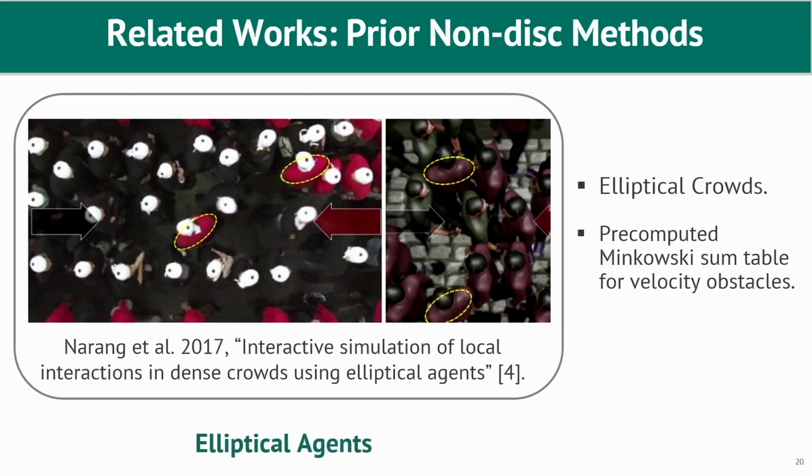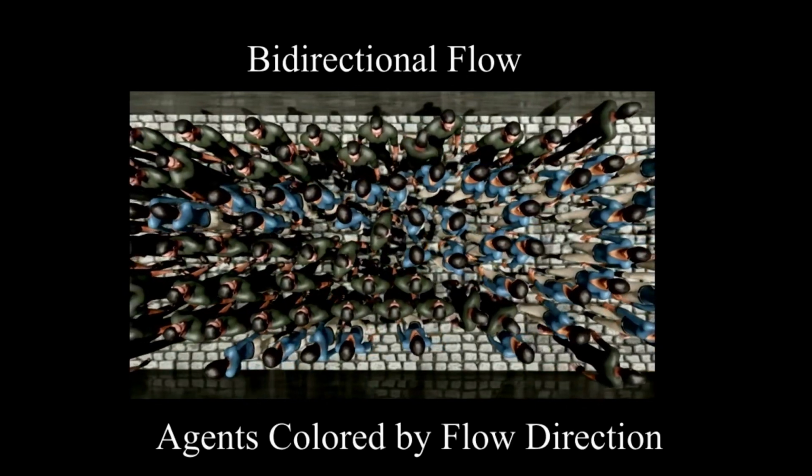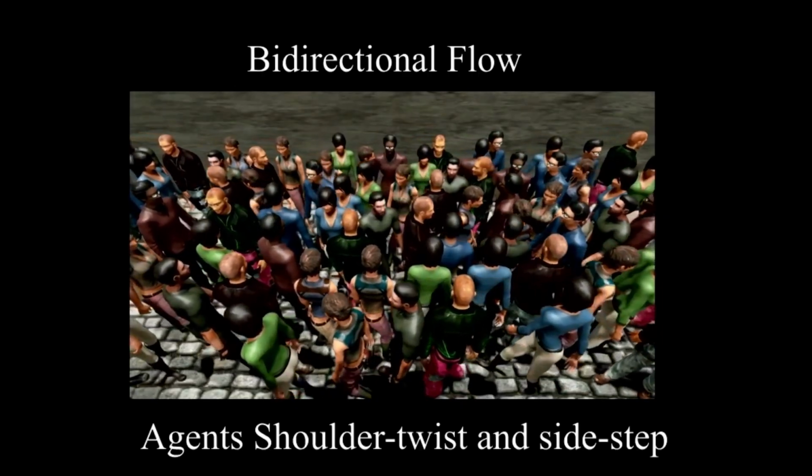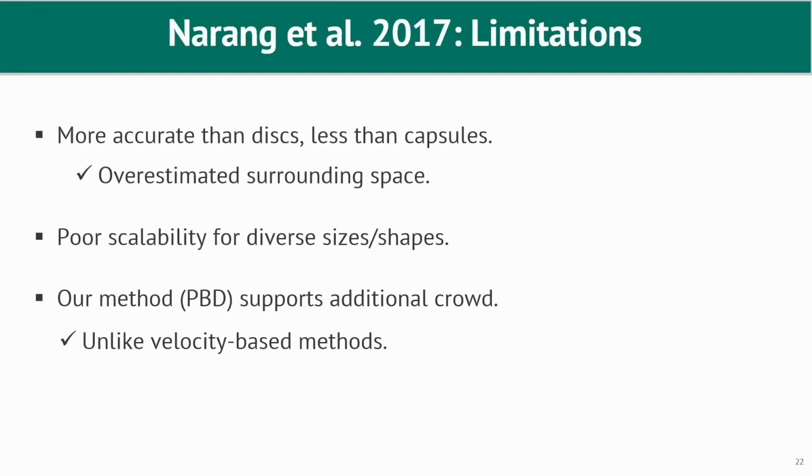This is another work by Narang and his colleagues, where they represent crowds as elliptical shapes, and they use a pre-computed Minkowski sum table for velocity obstacles. This is one of the results, where they rotate their body in a bidirectional scenario. But this method has some limitations also. For example, though ellipses are better than disks at approximating the human profile, they are not as accurate as capsules. Also, they have poor scalability for diverse sizes and shapes of crowds.